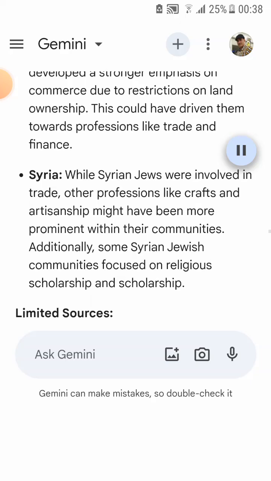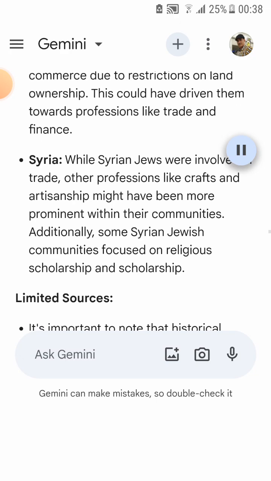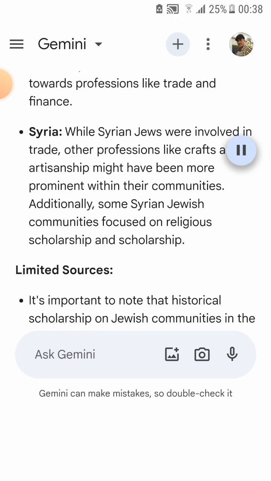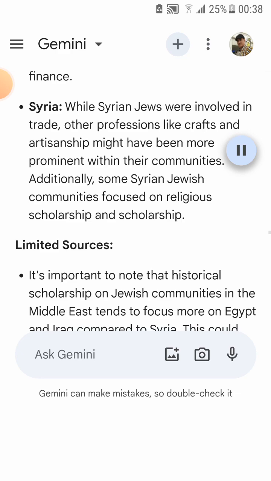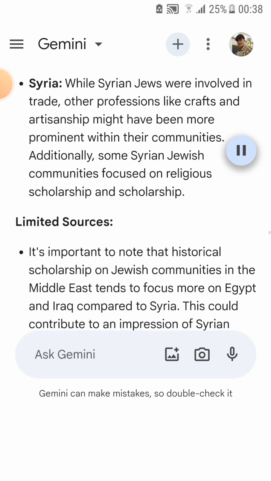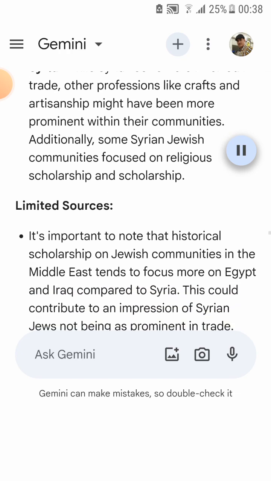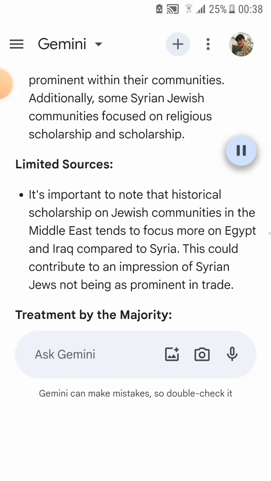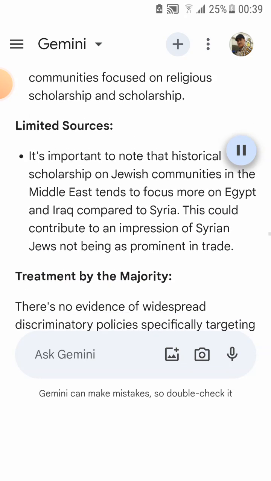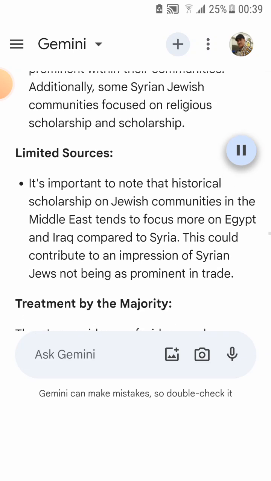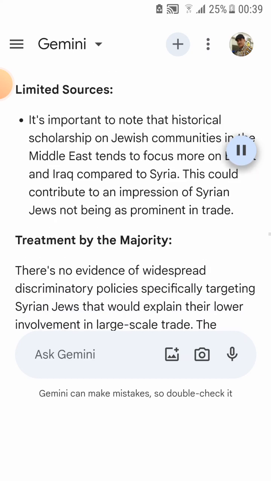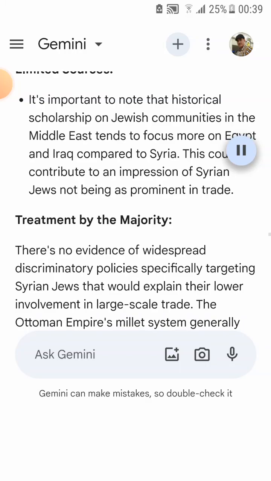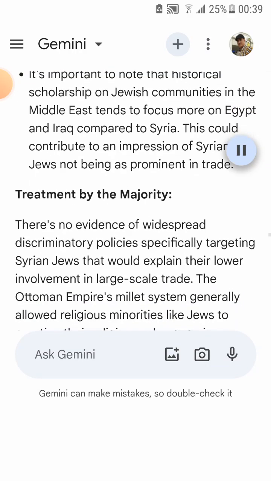Syria. While Syrian Jews were involved in trade, other professions like crafts and artisanship might have been more prominent within their communities. Additionally, some Syrian Jewish communities focused on religious scholarship. Limited sources. It's important to note that historical scholarship on Jewish communities in the Middle East tends to focus more on Egypt and Iraq compared to Syria. This could contribute to an impression of Syrian Jews not being as prominent in trade.